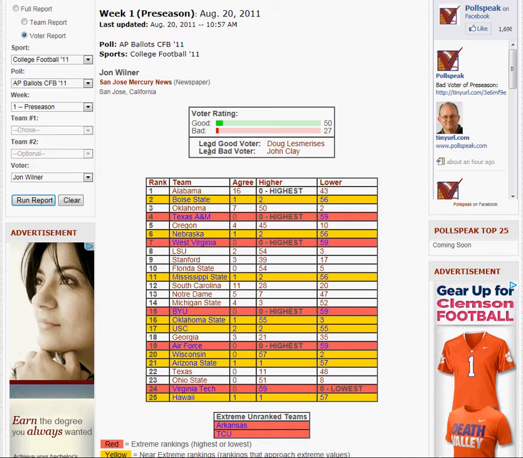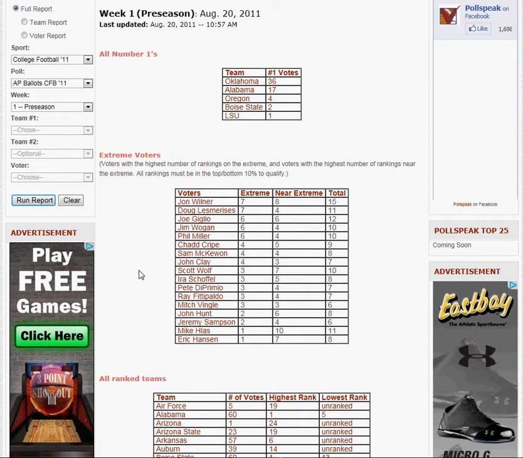However, you can also see that he's not our lead good voter or our lead bad voter. So again, doesn't necessarily mean he's bad. It just means that he's thinking differently. And as long as he's thinking through his ballots, there's no concerns there. However, we will also take a look at extreme voters because mistakes will often show up in that section.